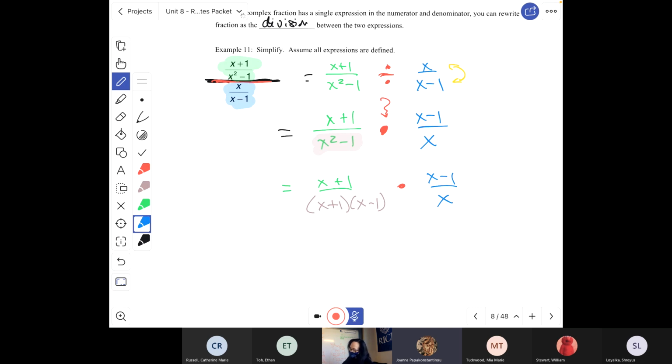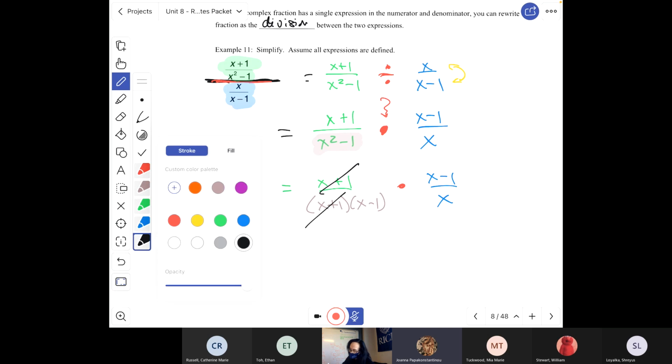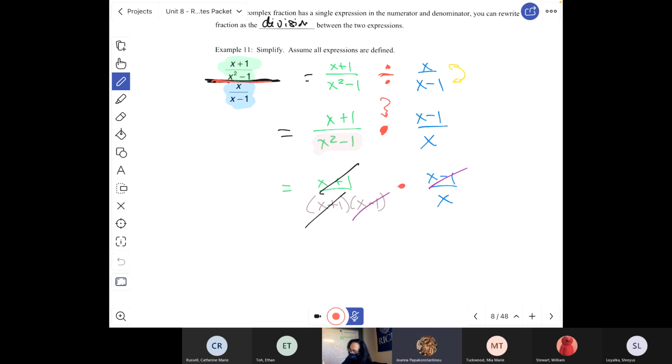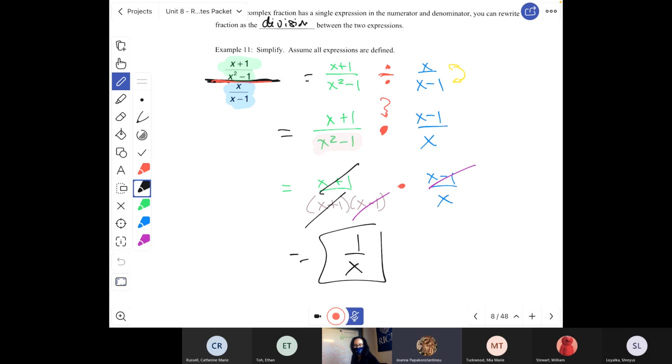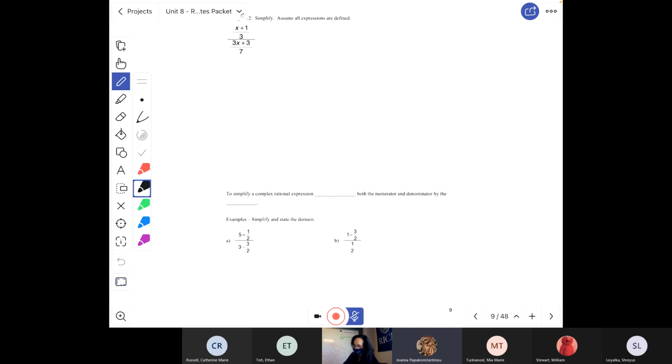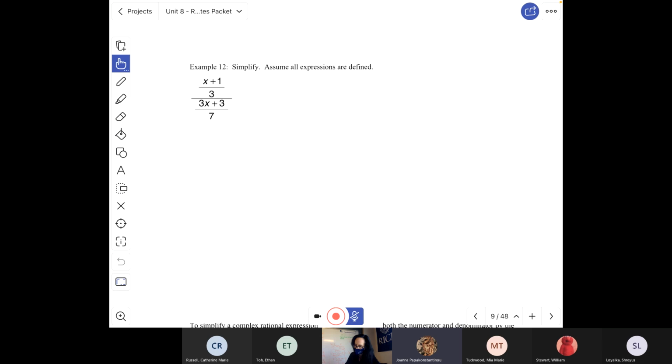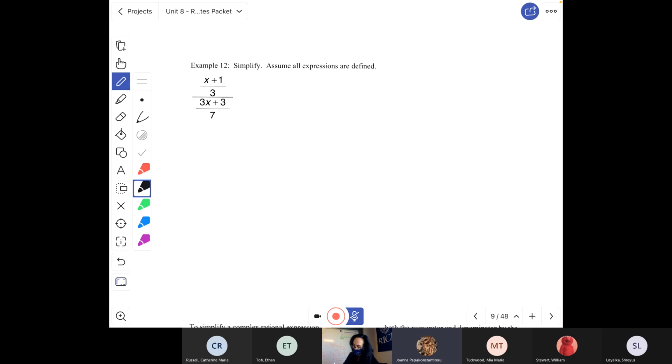Okay, what would I do next? Do we see any common factors from numerator to denominator? Yes. You bet. x plus 1 and x minus 1. So what does this simplify to? 1 over x. Shall we do another?